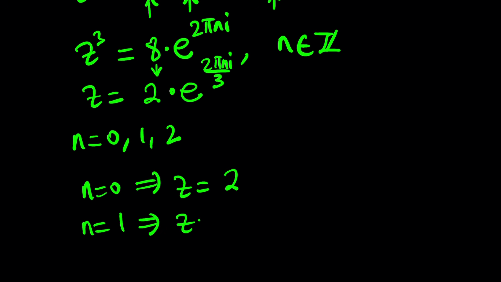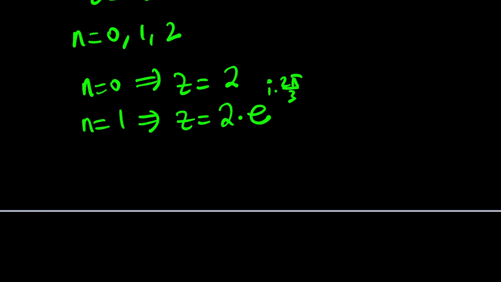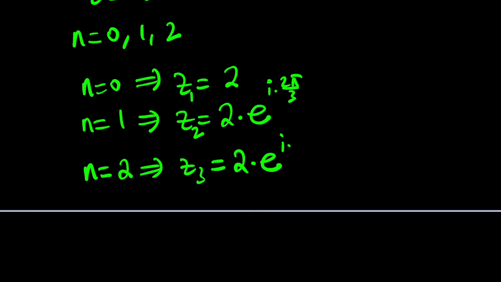Then you get z equals 2 times e to the power 2 pi i over 3, or you can write it as i times 2 pi over 3, which makes more sense, and I'll show you why in a little bit. So if you want, you can call this z sub 1, this z sub 2, and the last solution is going to come from n equals 2. z3 is going to be 2 times e to the power i times 4 pi over 3. When you replace n with 3, it's going to cycle back here because it's going to be 6 pi over 3, which is 2 pi, which is the same as the 2.